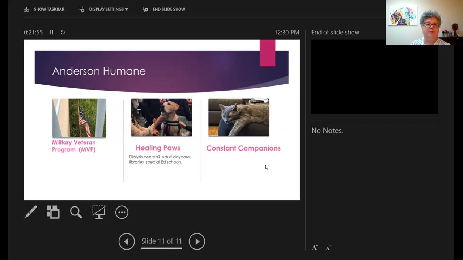And Constant Companions, this is a program where seniors, or it could be the disabled, or low-income seniors usually, are no longer able to care for their pets. And I received many calls, very tearful ones, saying, I guess I have to surrender my dog. I can't walk him anymore, and I know he needs that, and it's not fair to the dog.